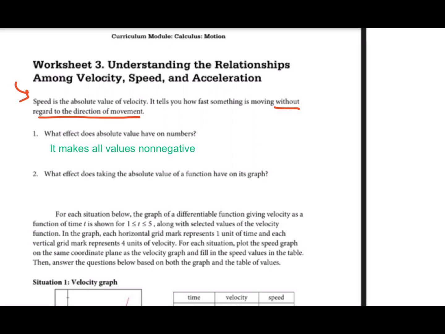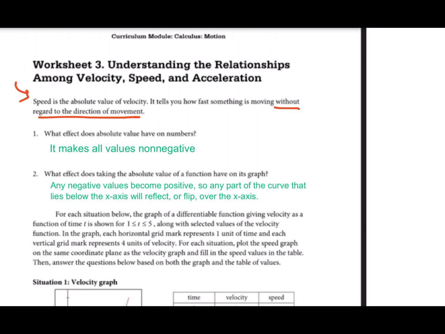It's a follow-up question. It asks, what effect does taking the absolute value of a function have on its graph? Think about it, pause, fill it in, come back to me when you're ready. If you take the absolute value of a function, any negative values on the graph will become positive. So if there's anything that lies below the x-axis, it will reflect over the x-axis, or flip over the x-axis. Everything becomes exclusively positive.